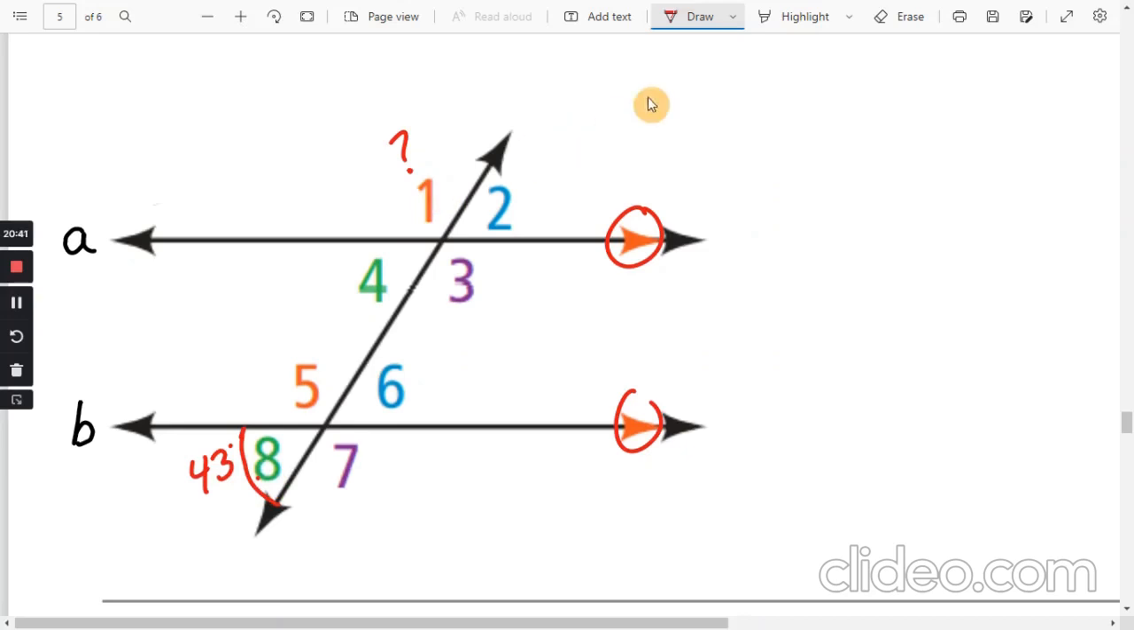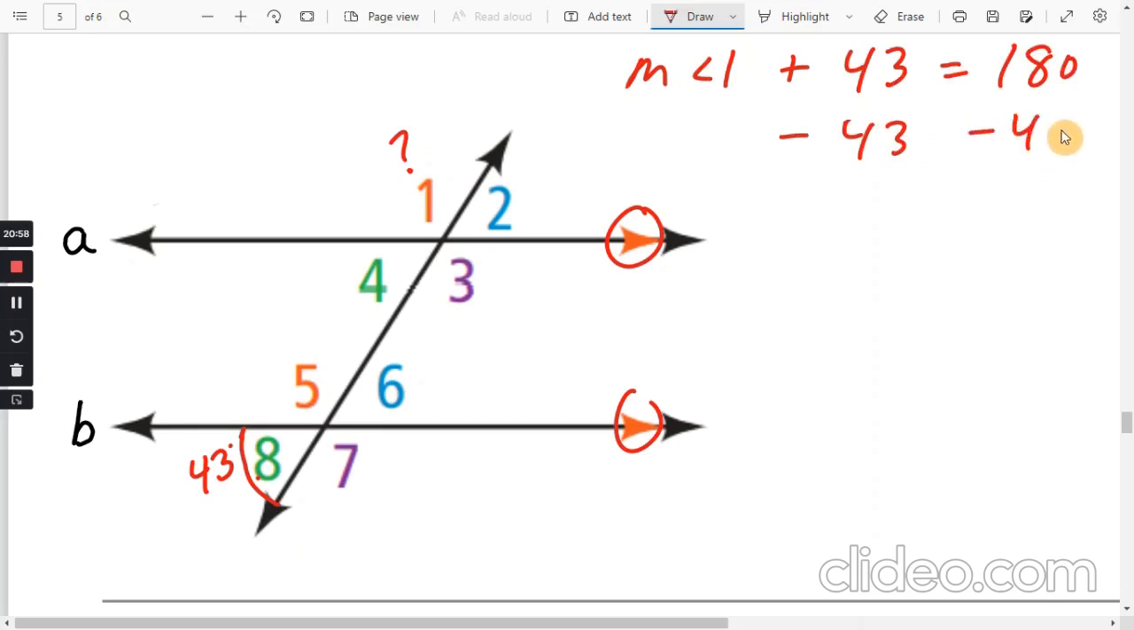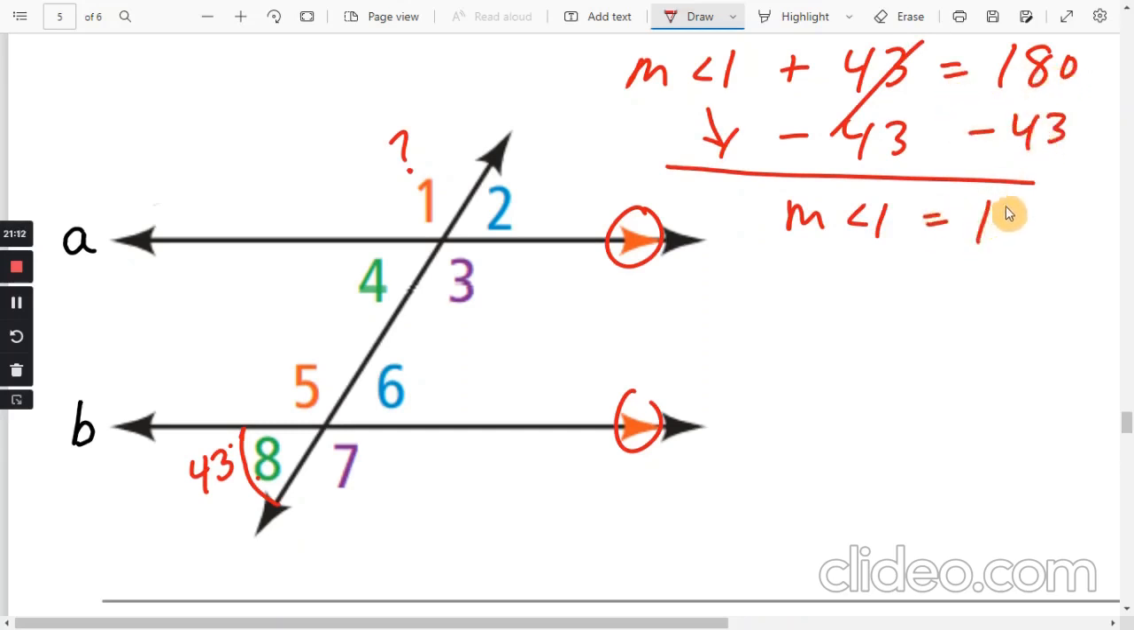So the measure of angle 1 plus 43 is going to equal 180. Solving for this is the same as solving for x. You just subtract 43 on both sides and it cancels here. Bring down the measure of angle 1. Bring down the equals. This is 137 degrees.